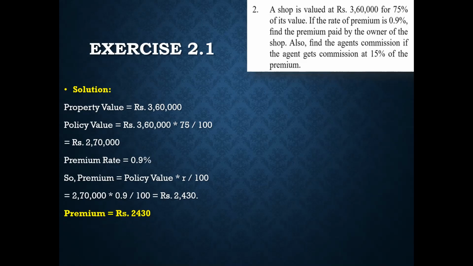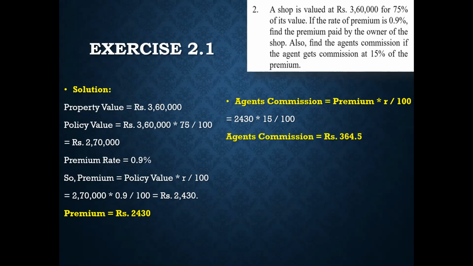Now you have to also find agent's commission. So we use the formula, agent's commission is equal to premium into R upon 100, which is 2,430 into 15%, which is given in the question. The answer comes to 364.5. So follow the sum, class. All right. Moving forward with the third sum.